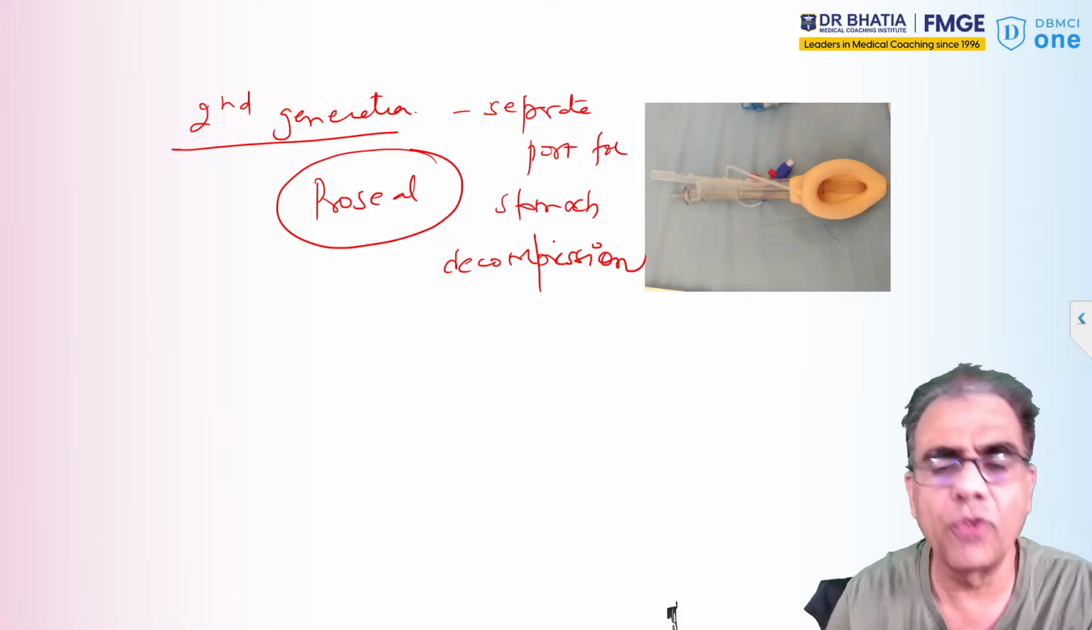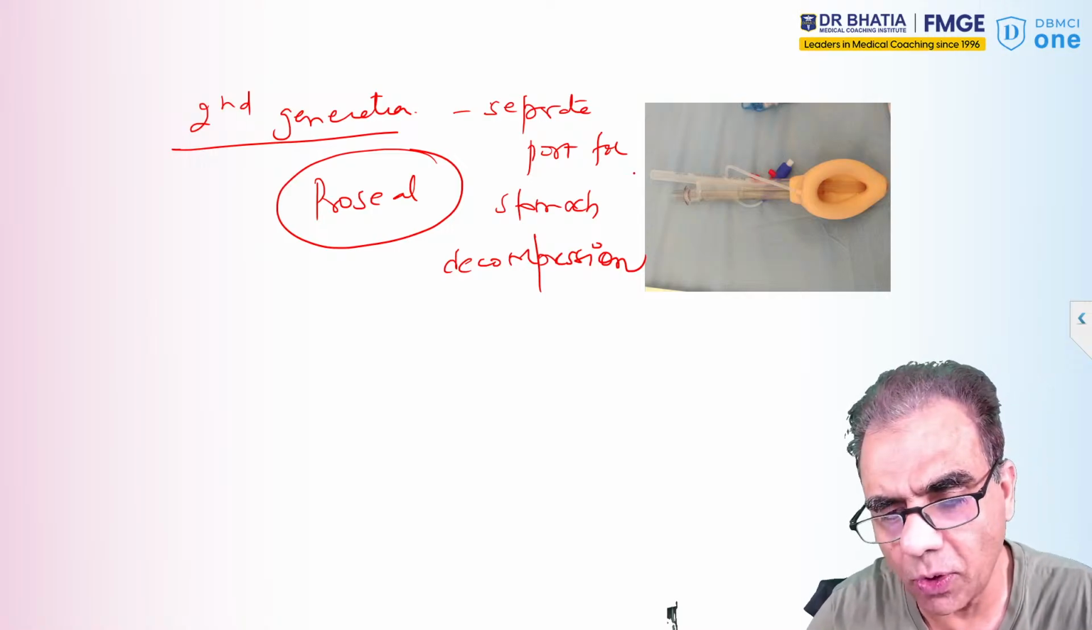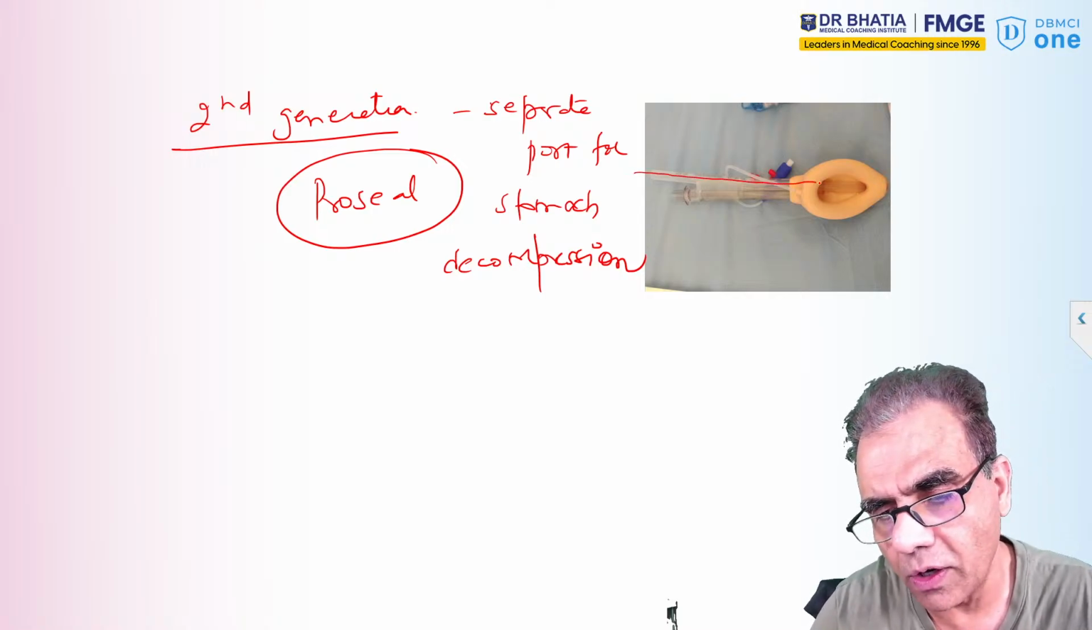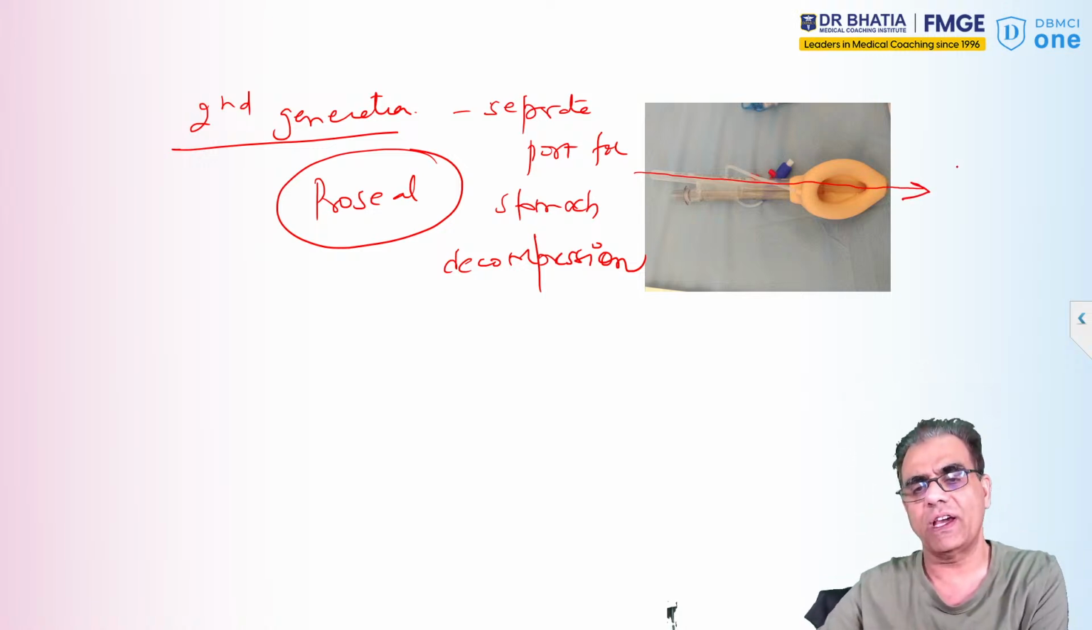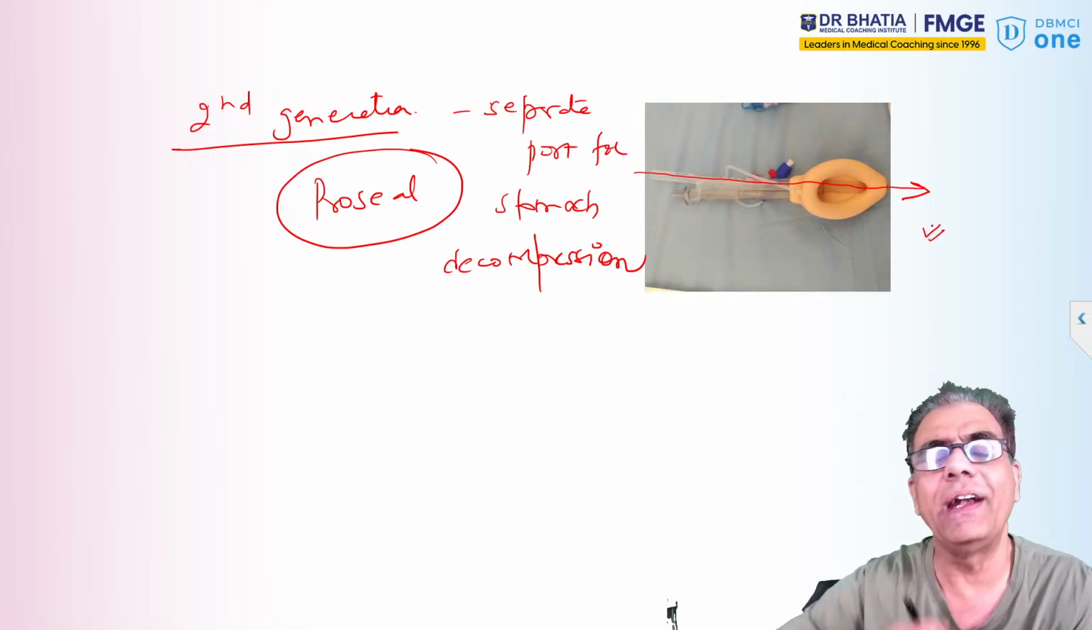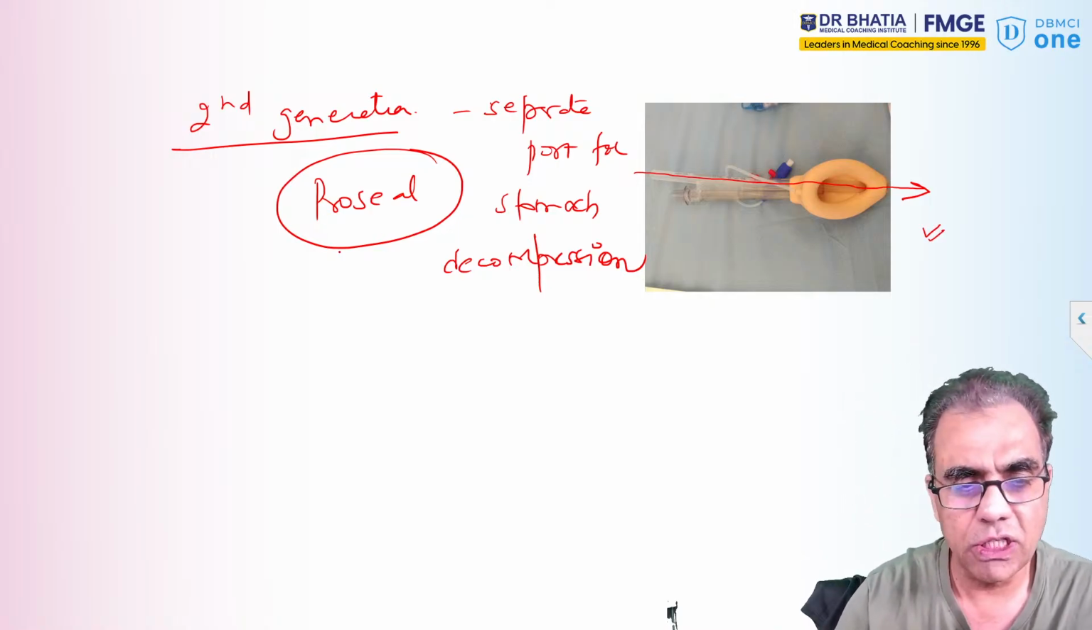They have a separate port for stomach decompression. Can you see this port? Through this port, we will insert a Ryle's tube or suction catheter, which will enter the esophagus, and you can deflate the stomach. So this is ProSeal, which is the classical type.